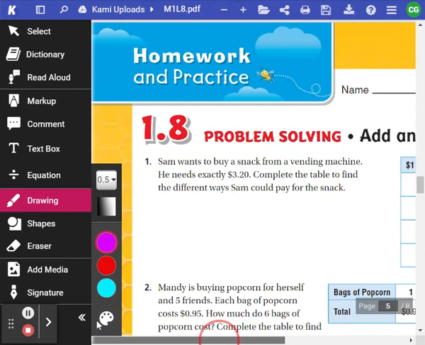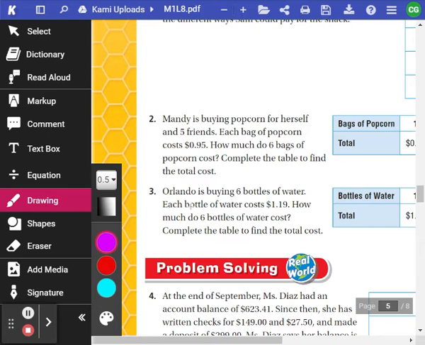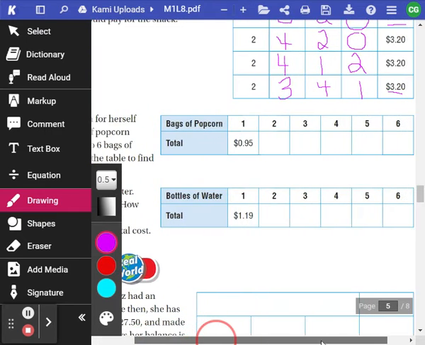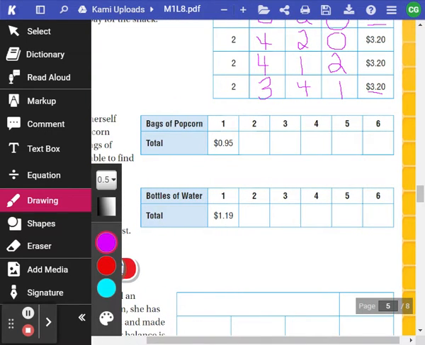Let's move to question number 2. This one we talked about, this is the same as repeated addition or multiplication. So Mandy is buying popcorn for herself and 5 friends. Each bag of popcorn costs 95 cents. How much do 6 bags of popcorn cost? We're going to complete this table. So I have my whiteboard over to the right. So we're going to go ahead and work it out.